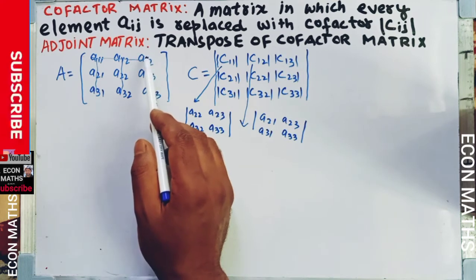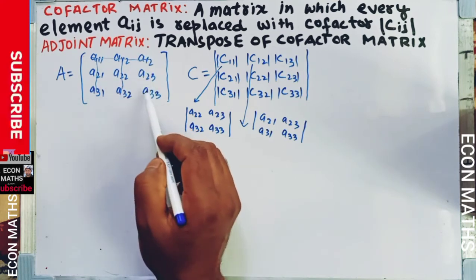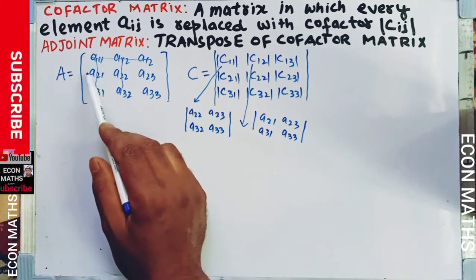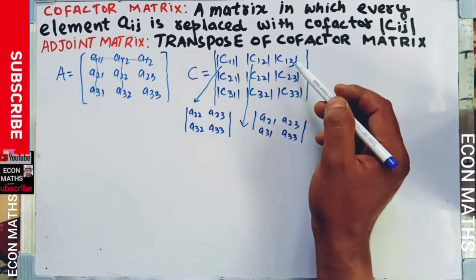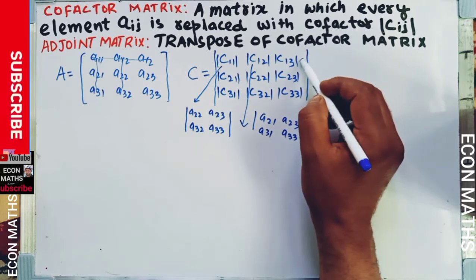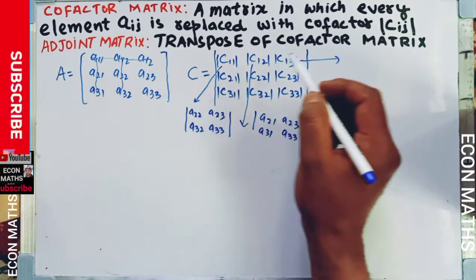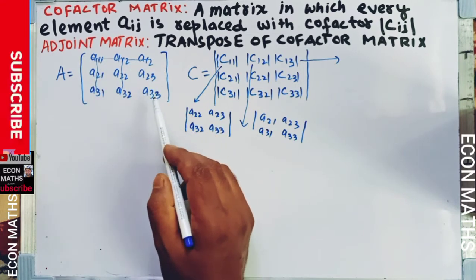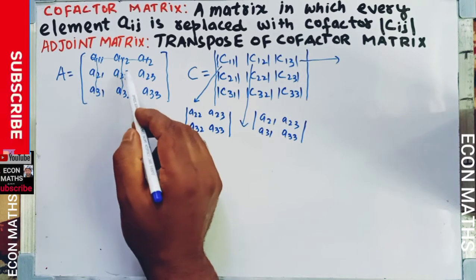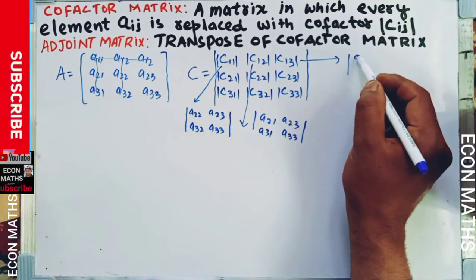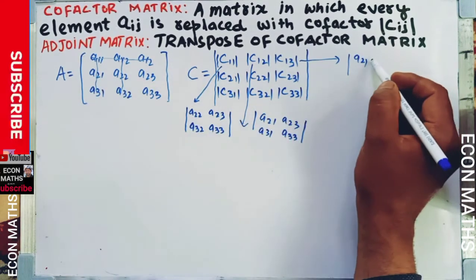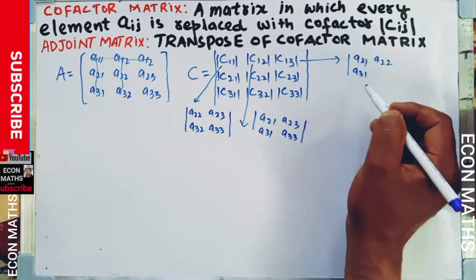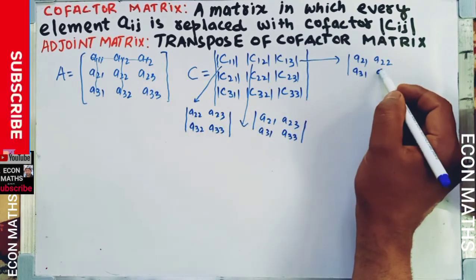Now similar is the case when we replace A13 with its cofactor, that is C13. Now if we delete the row and the column in which this element appears, the remaining elements form a new subdeterminant, that is these four elements. So for the sake of understanding I will show you. Now this column and this row are deleted, and we are left with these four elements, that is A21, A22, A31, and A32.